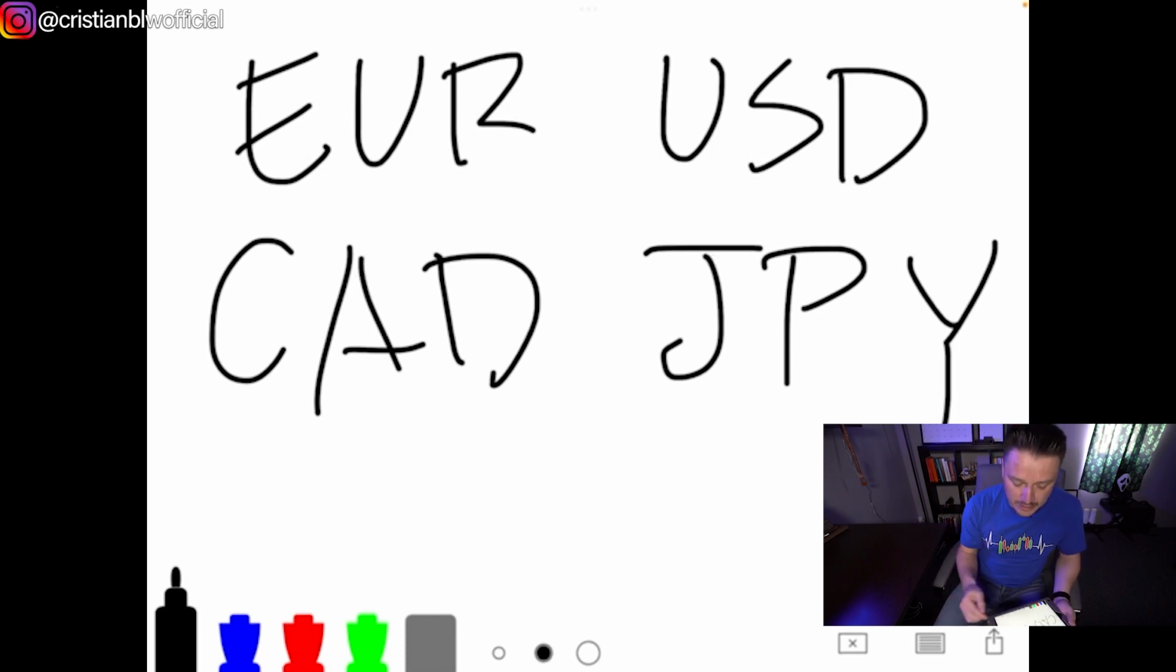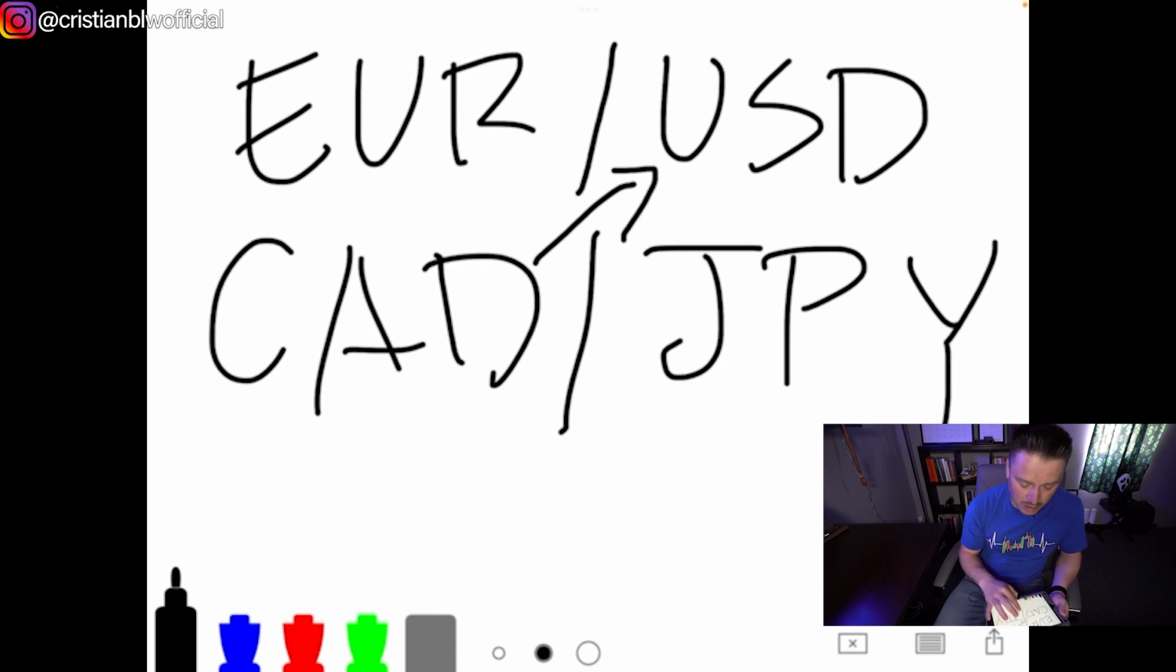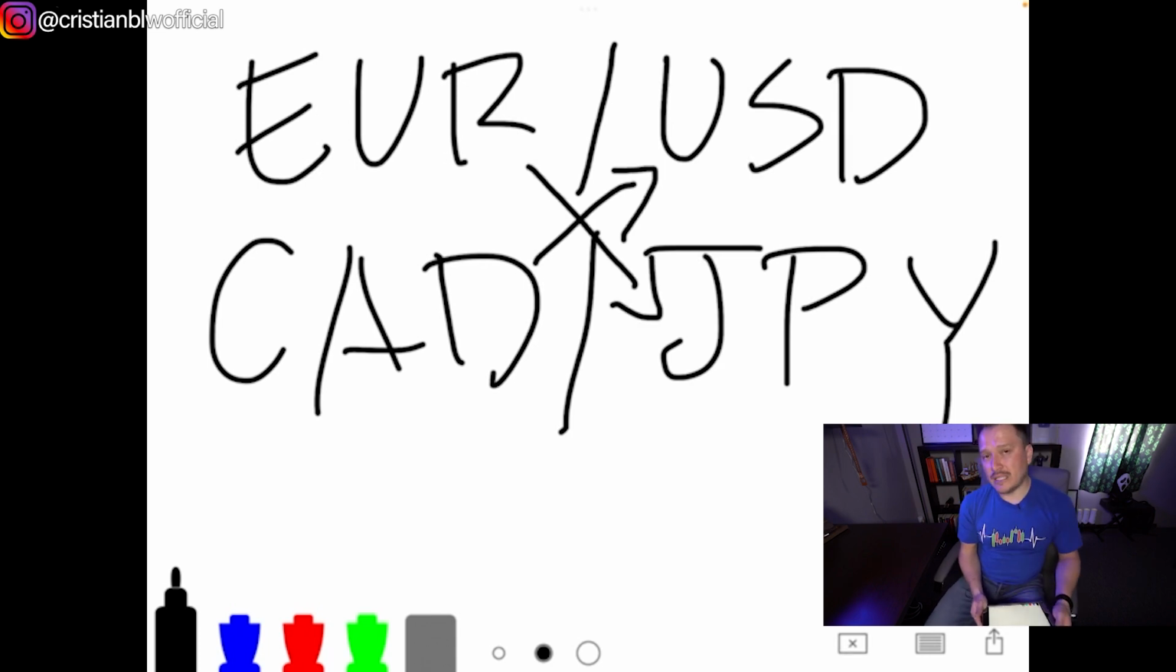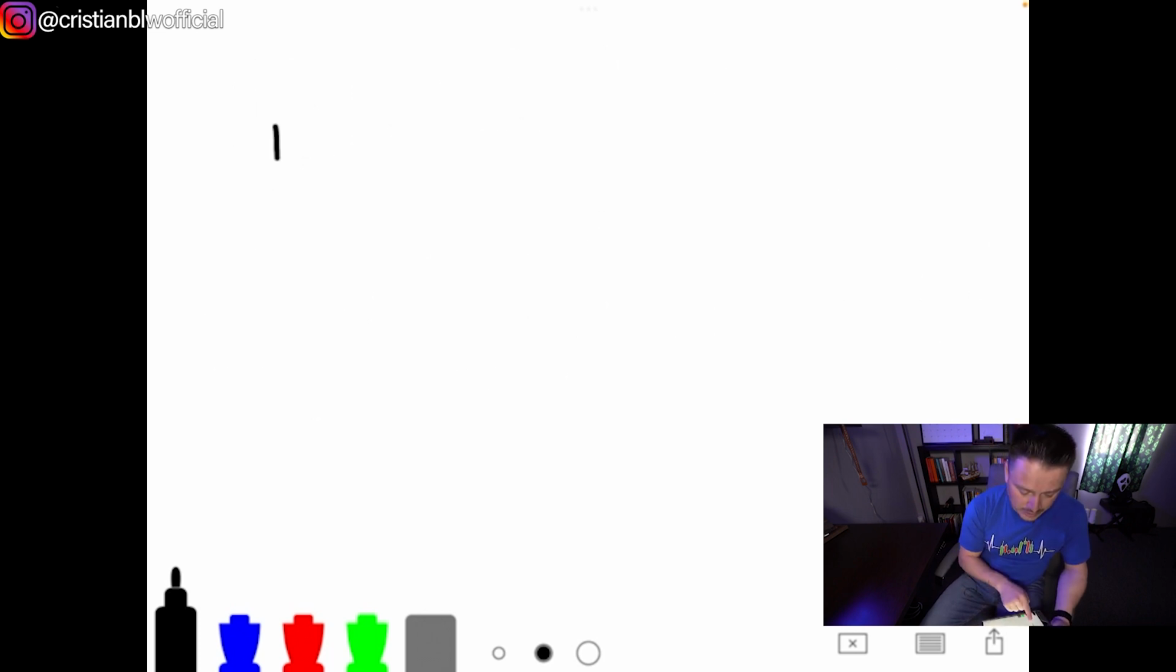So what does the Forex market actually do? It measures the euro against the US dollar and the Canadian dollar against the JPY, or it could be the Canadian dollar against the US dollar or the euro against the Japanese yen, and so on. So basically, that's what Forex markets are.